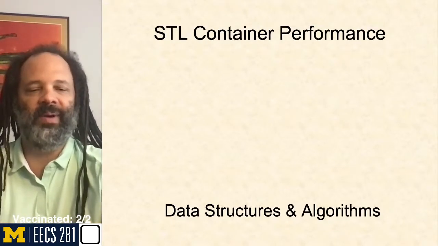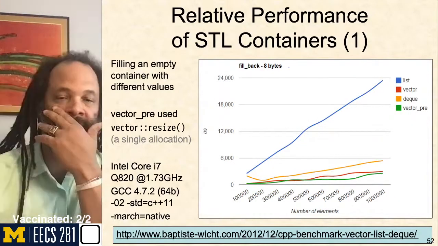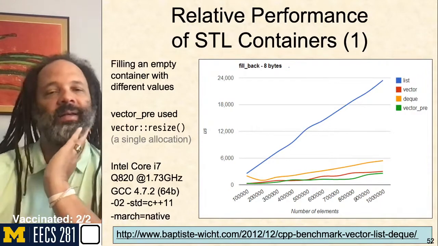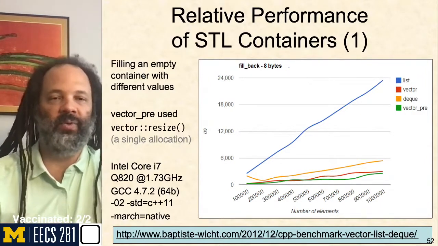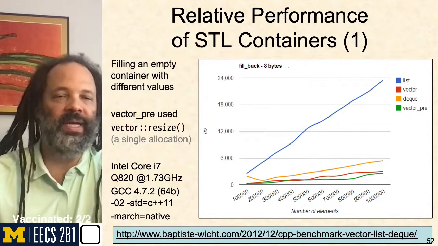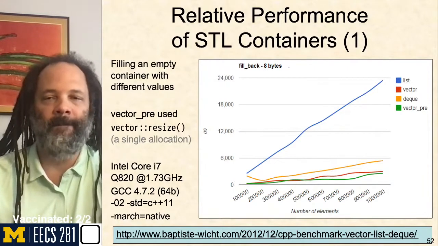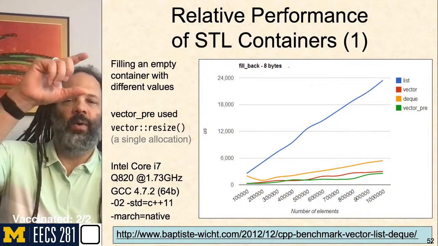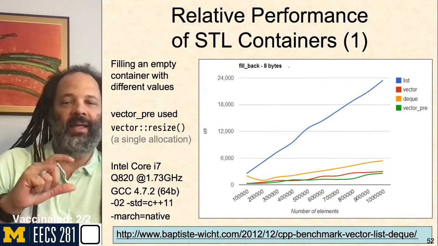We've got this last bit here that's STL container performance. And this is a group of slides that show how the containers that we use regularly perform relative to each other. I've got list and vector and deque and a pre-sized vector. That's what vector pre is there. But what we do here is we talk about what's going to happen here. We fill an empty container with a bunch of values, and then that's it.